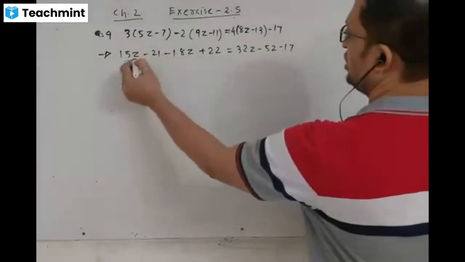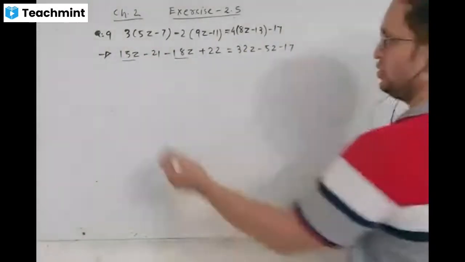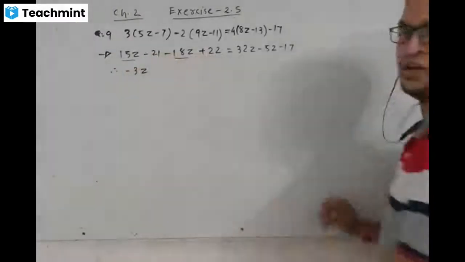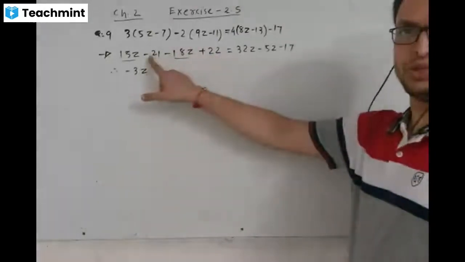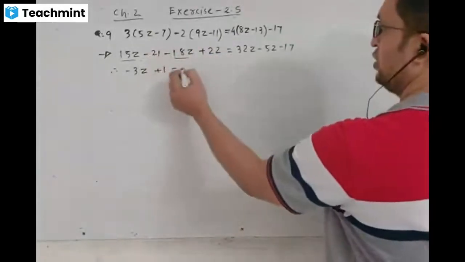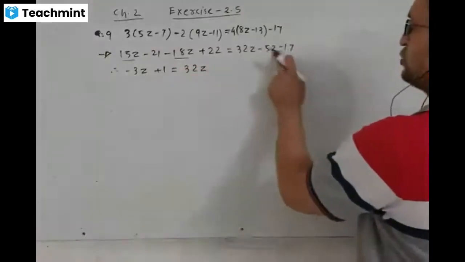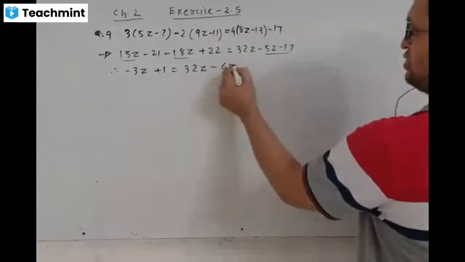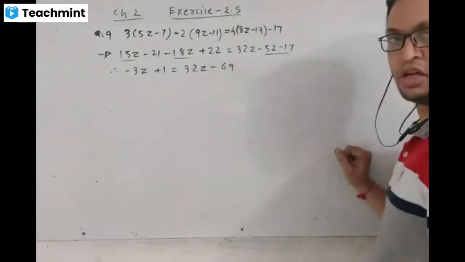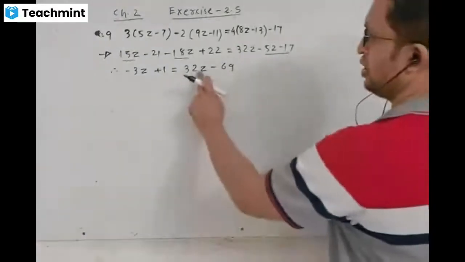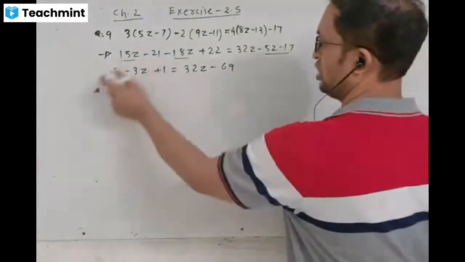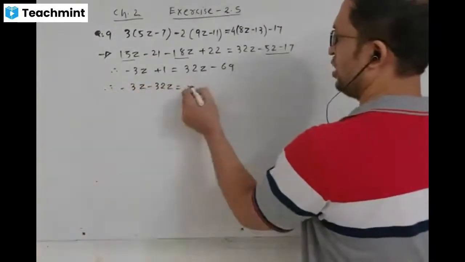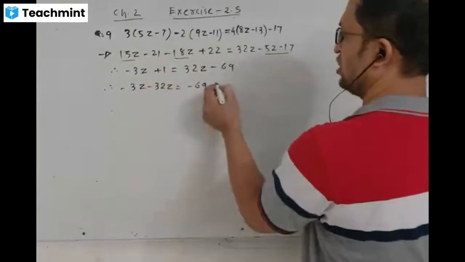15z minus 18z, both are opposite sign, that is minus 3z, plus 22 minus 21, that is plus 1. 32z minus 52 minus 17, both are same sign, addition, that is minus 69. Okay, that is minus 69 minus 32z, plus 32z transposing right side to left side it is minus 32z. Minus 69, 1 transposing right side, that is minus 1.